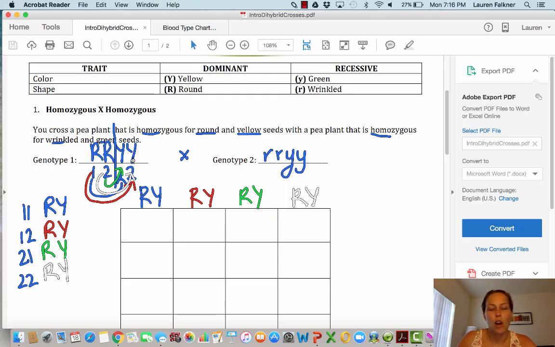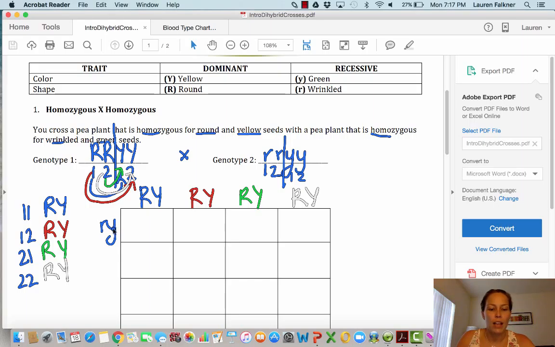Now, because this is homozygous, all of these gamete combinations are going to be the same, but if they were in fact different, this 11, 12, 21, and 22 is a good technique to use in order to figure out your gamete combinations. We can do the same thing over here with this one. Again, we can draw a line in between the alleles for the two different traits, do 1, 2, 1, 2, but we can pretty much figure out what the allele combinations are going to be.